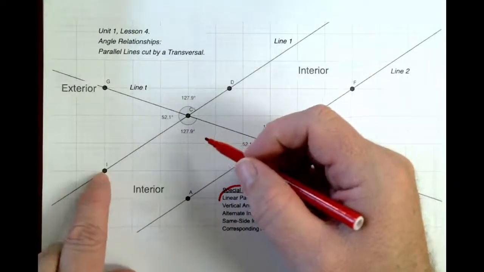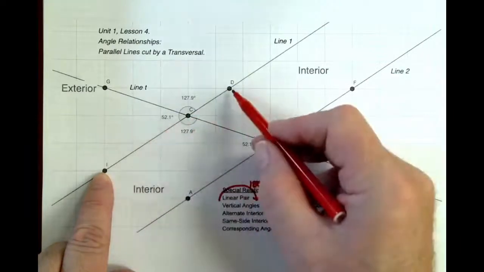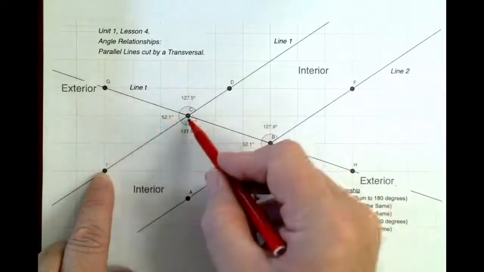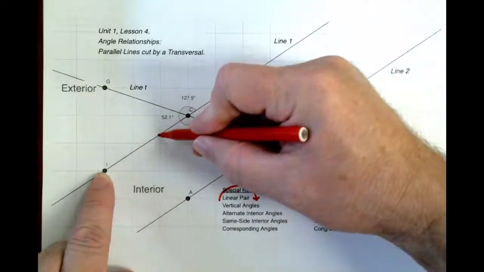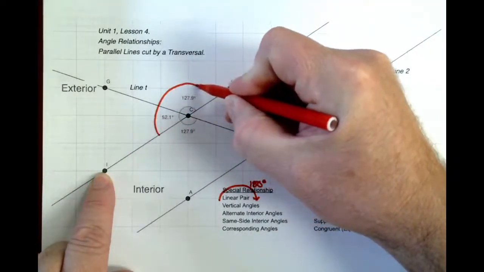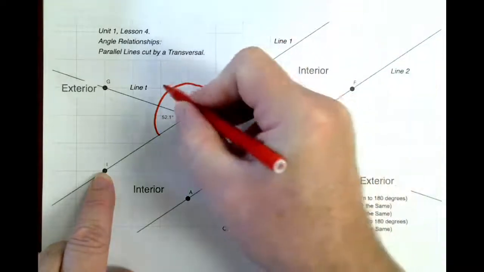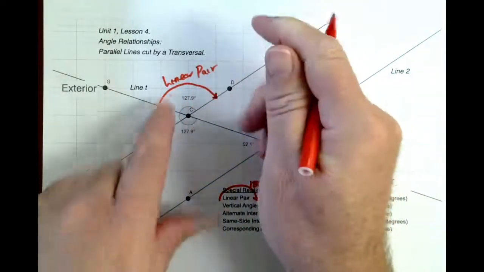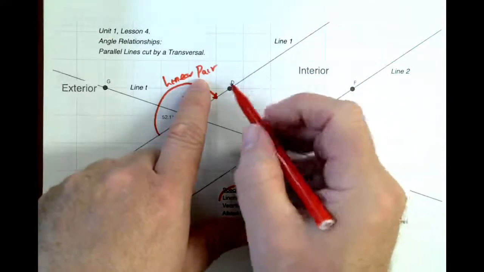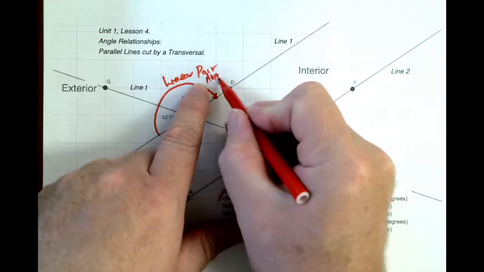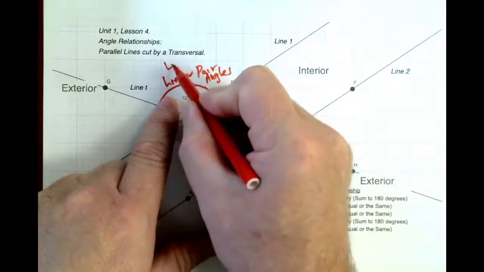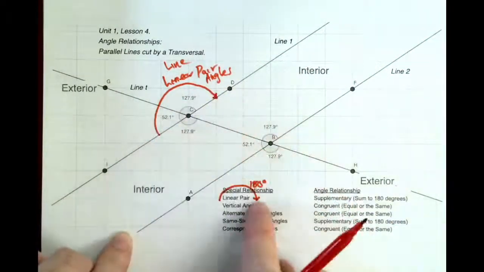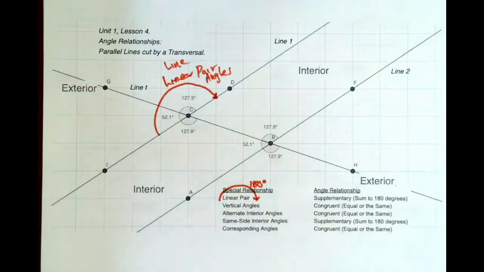So this angle here, ICD, is made up of ICG and GCD, and together the two angles form a linear pair. Linear being a line, there's a pair of angles, and they form a line. So two angles that form one line, linear pair. That should make sense to you.